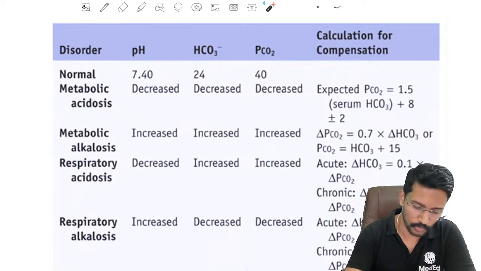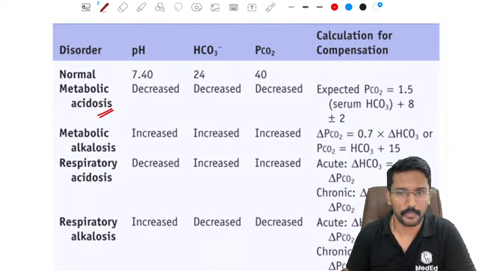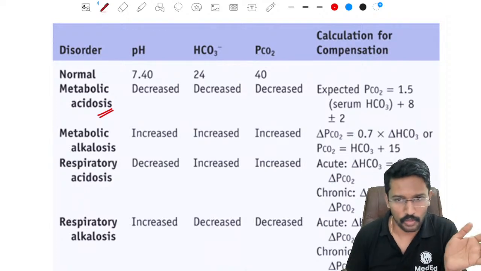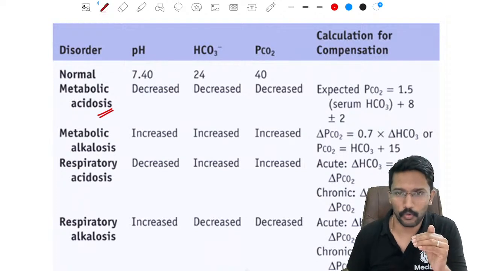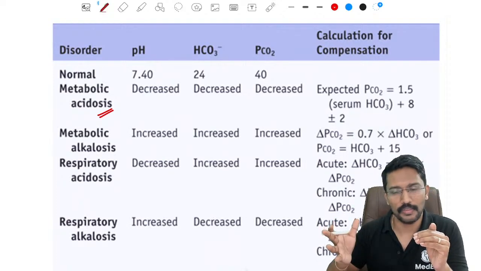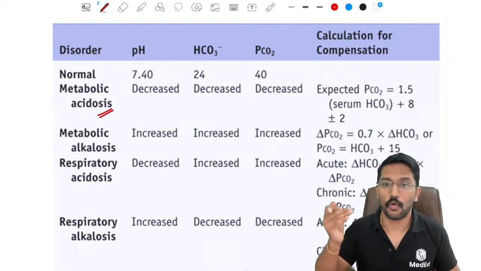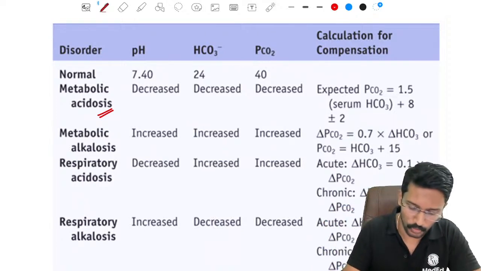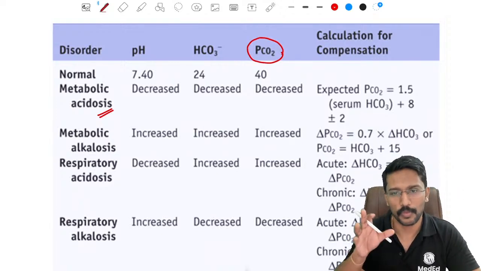So for example, if you are dealing with a case of metabolic acidosis. Metabolic acidosis means what is happening there? pH is decreased, bicarbonate would be decreased, and because your bicarbonate is decreased, base is decreased, the carbon dioxide should also be decreased to keep the pH in the normal range.